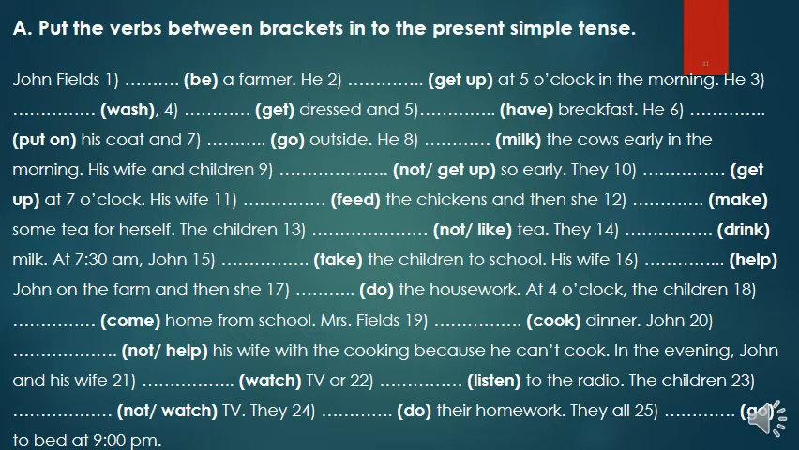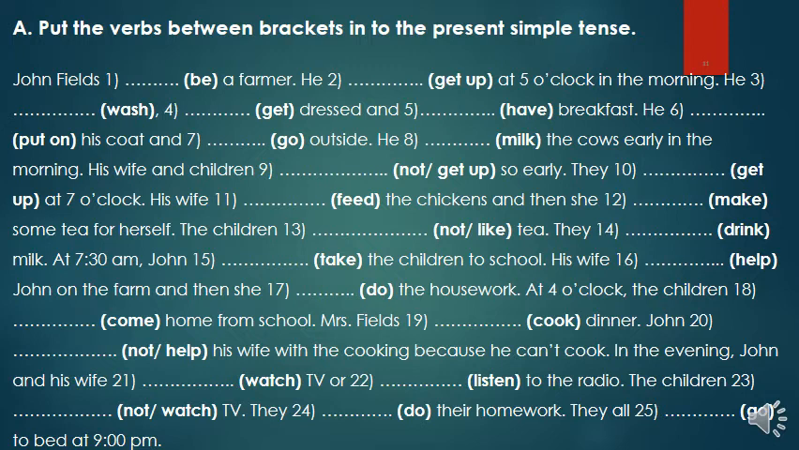He, his coat, and go outside. He puts on, because he is a singular pronoun, puts on his coat and goes outside. We have to add es to the verb go because it ends with o. So he puts on his coat and goes outside. He the cows early in the morning. He is a singular pronoun.